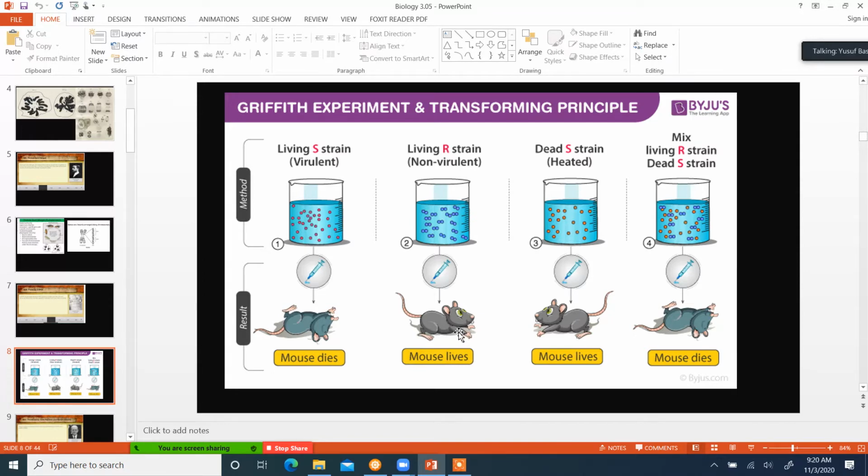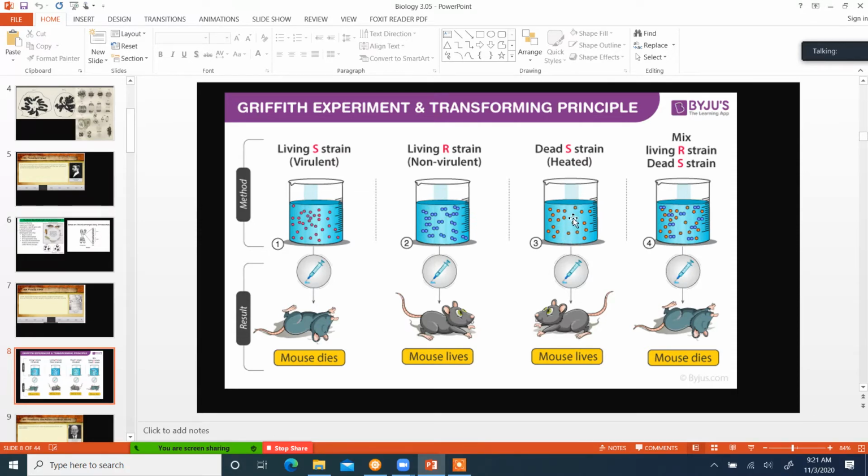Now, you see this dangerous bacteria over here, the S strain. What they do is they take this bacteria and kill it. They heat it up, so the bacteria is still there, there's DNA floating around in there, but the bacteria itself is dead. So they take that in the third one and inject it into the mouse, and the mouse lives.